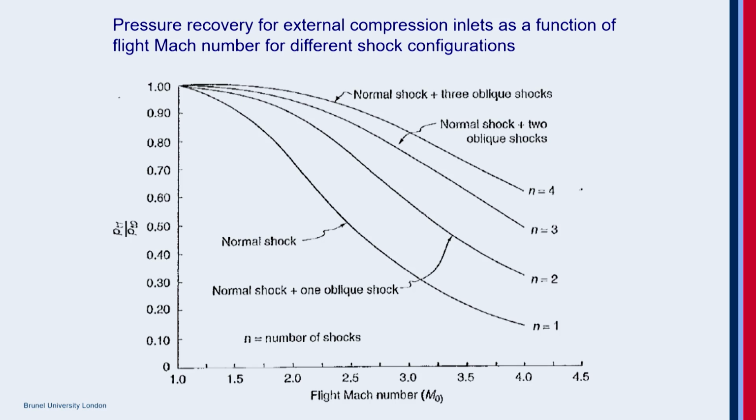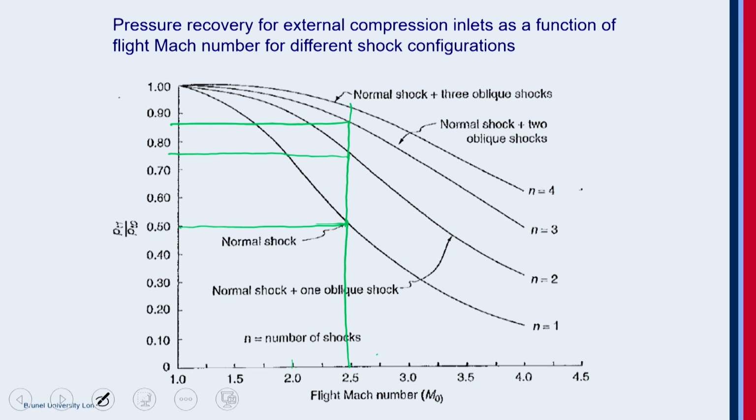So the reason why we go for multiple shocks is to go for inlet pressure recovery. For example, if you're going for Mach 2 or 2.5, if it's a normal shock, you see it's a very poor inlet pressure recovery. If you go for a two shock train configuration, one oblique shock and one normal shock, you are immediately able to improve the recovery. If you go for 3, you are still getting better, and go for 4. So it's always better to decelerate over multiple shock trains.